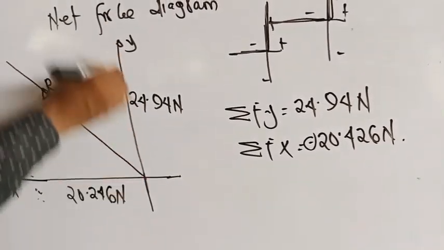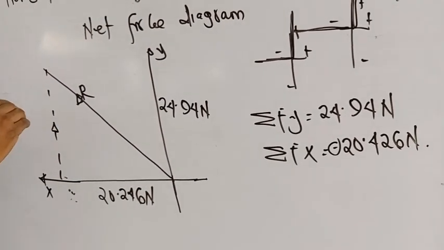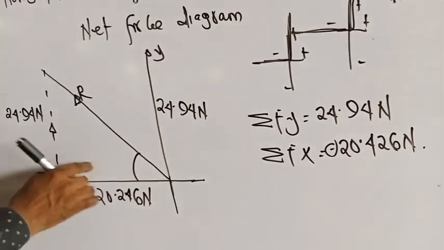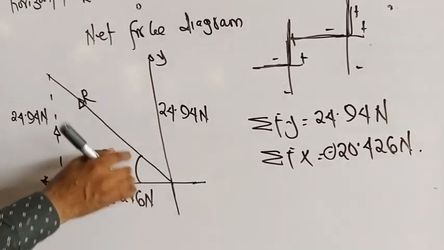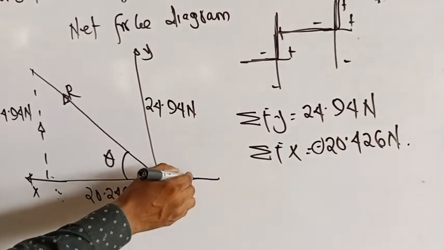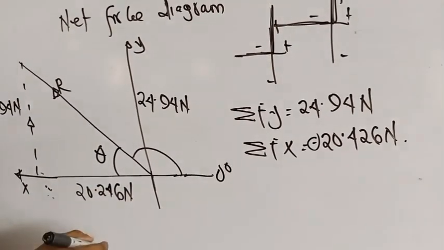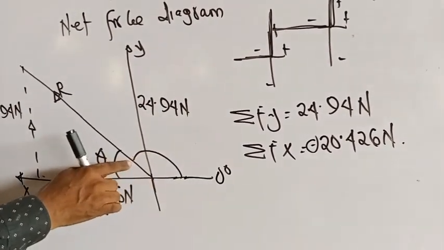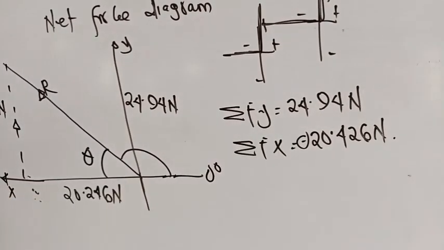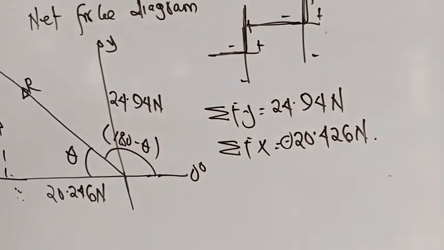I can create this parallel line here. So here is also 24.94 Newton. There's an angle now between the horizontal and the resultant. Let's call that angle theta. The direction of that resultant force is from here to here, which is our reference point 0. So these two angles are supplementary. That means the sum of angles in a straight line will give me 180 minus theta.